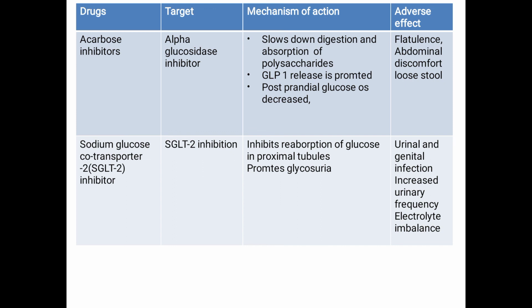But now there is going to be an increased amount of glucose that is going to be excreted through urine, right? So when sugar is there in the urinary region, then what happens? Too much sugar, there will be infection. So that is the adverse effect. Urinary and genital infections will be there, and also increased urinary frequency and electrolyte imbalance. Okay, so these are the adverse effects of sodium glucose cotransporter inhibitors.